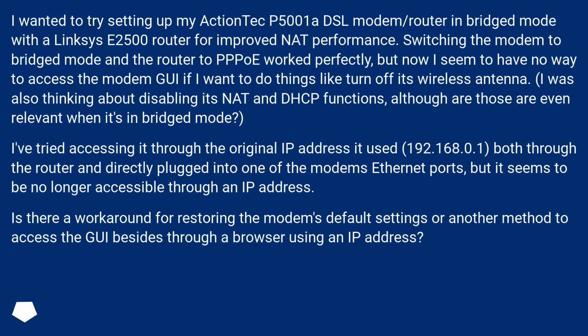I was also thinking about disabling its NAT and DHCP functions, although those may not even be relevant when it's in bridged mode. I've tried accessing it through the original IP address it used, 192.168.0.1, both through the router and directly plugged into one of the modem's Ethernet ports, but it seems to be no longer accessible through an IP address. Is there a workaround for restoring the modem's default settings, or another method to access the GUI besides through a browser using an IP address?